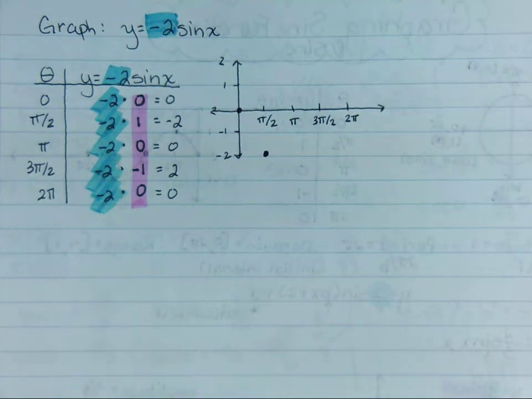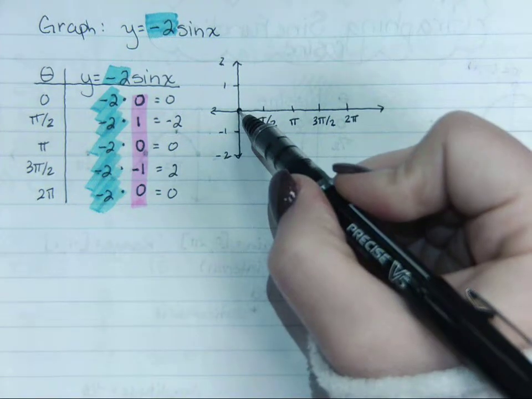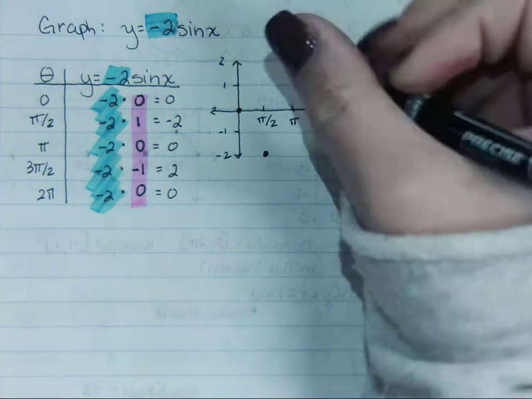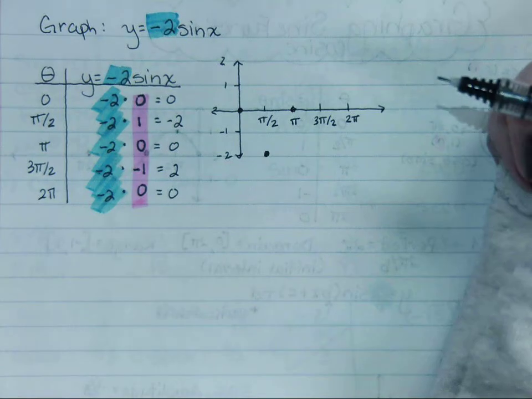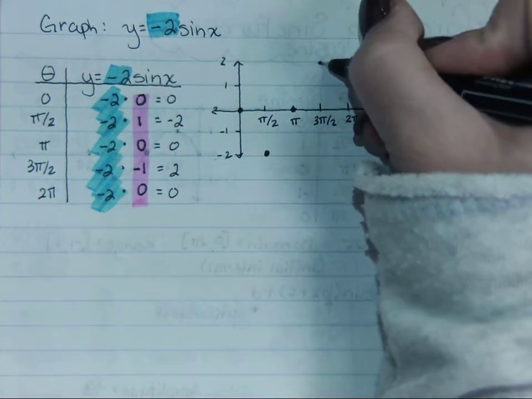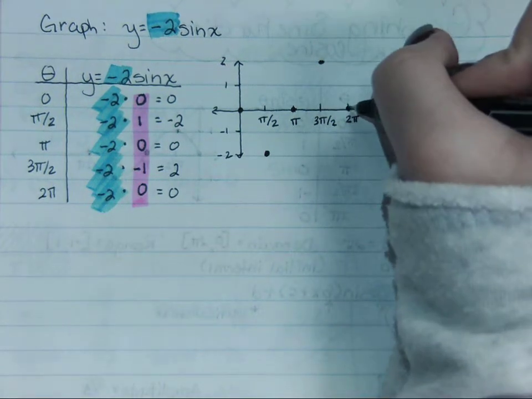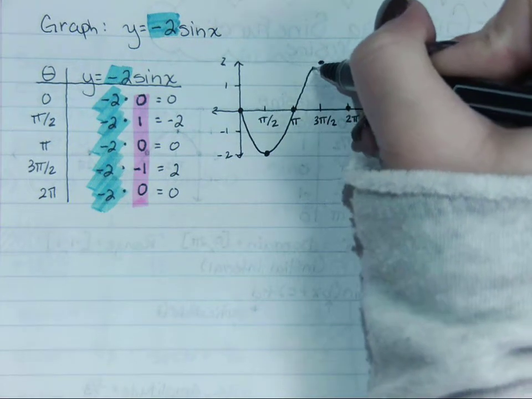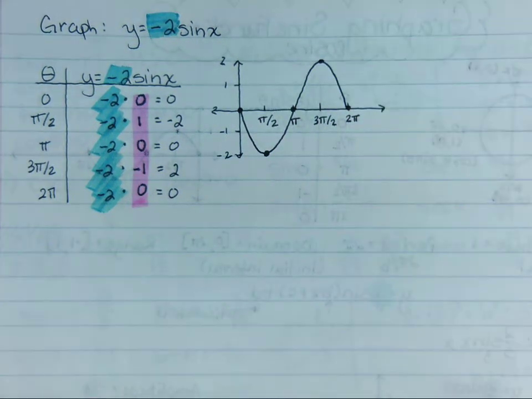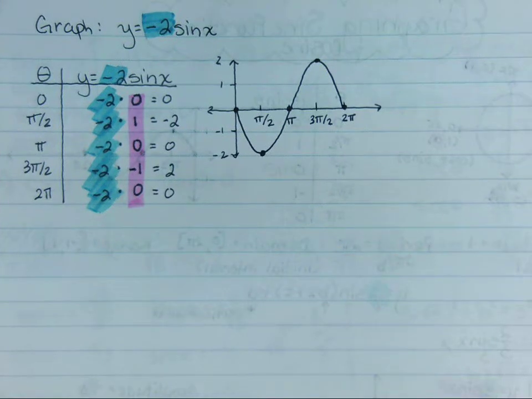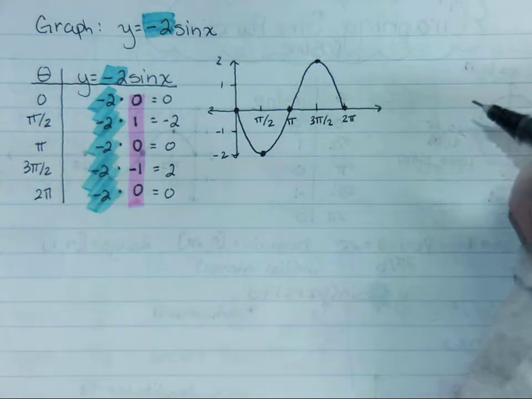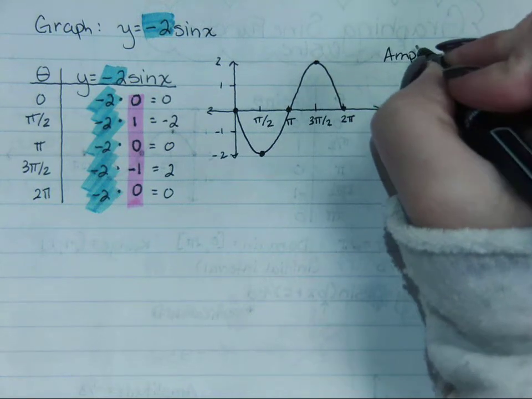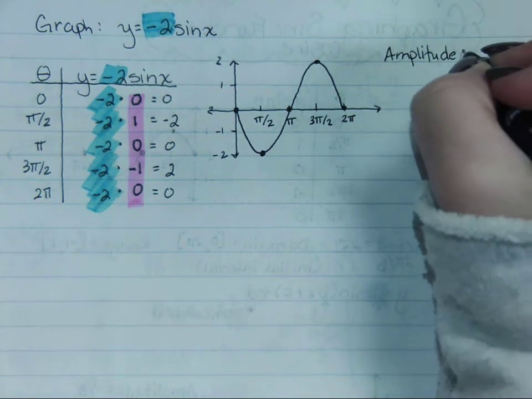This is how the negative is going to affect things: instead of starting here and going up, the negative is going to flip or reflect the graph. Then at 3 pi over 2, I go up 2. And then at 2 pi, I'm at 0. What you're going to see is the graph is now changed. It's flipped upside down.